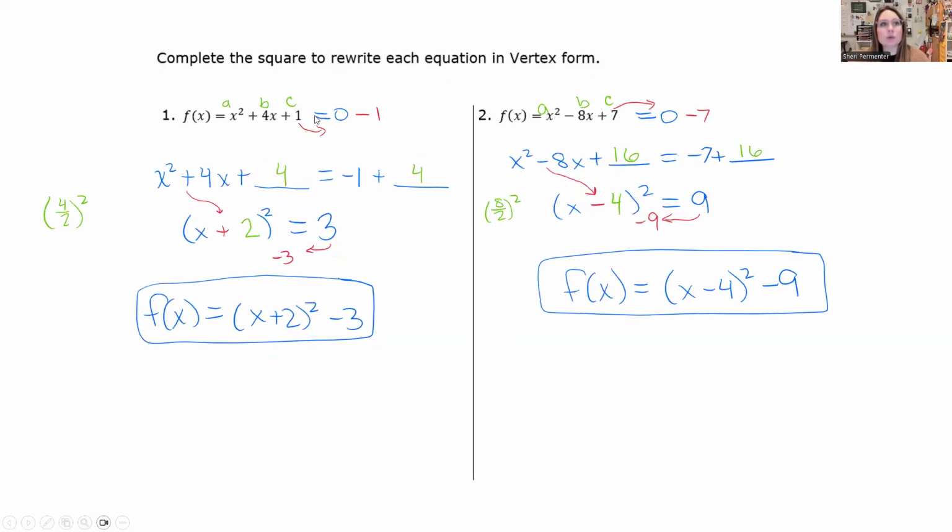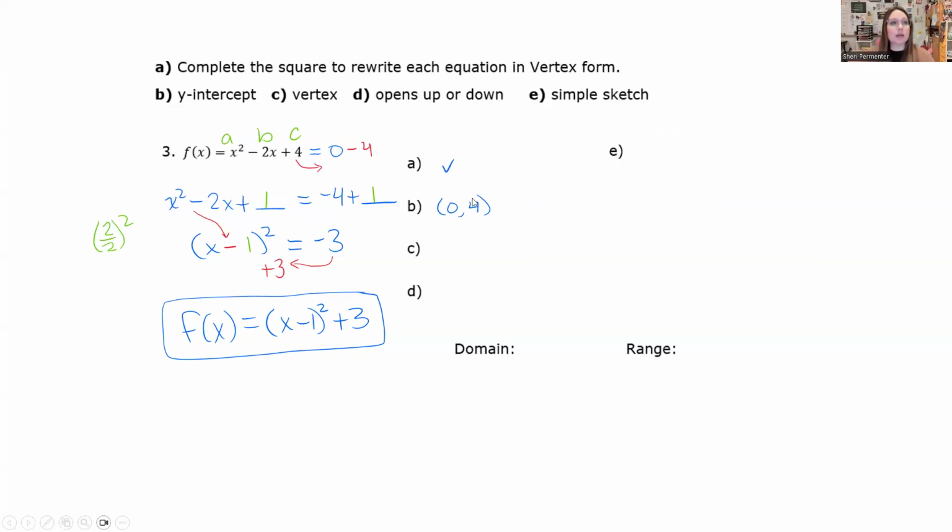Just for practice, what would the y-intercept for number 1 be? What would the y-intercept for number 2 be? 7. Okay. So the y-intercept is 0, 4, or the y-intercept is at 4.